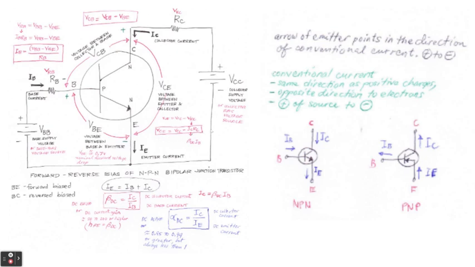So take note that the arrow of the emitter points in the direction of our conventional current. When we say conventional current, it's positive to negative. Now the symbol again for NPN, don't forget, is this. We have the arrow pointing outward, and if the arrow is pointing inward, then that will be called PNP.